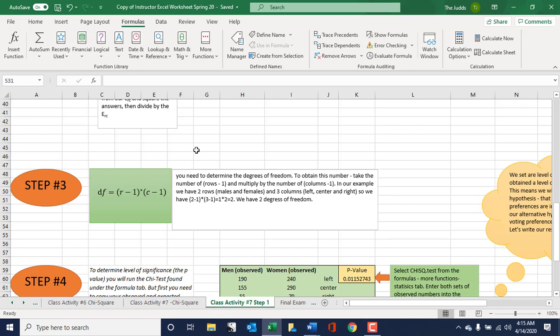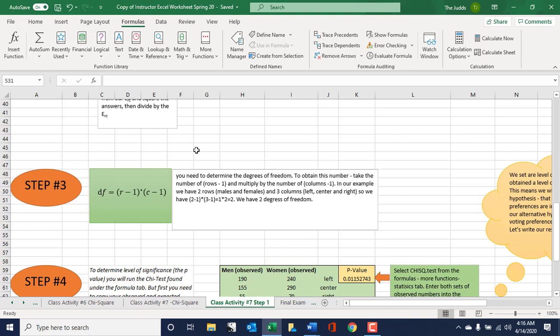So to obtain this number, we take the number of rows, rows minus 1, and multiply it by the number of columns minus 1. So in our example, we have 2 rows, males and females, and we have 3 columns, left, center, and right. So that gives us the formula of 2 minus 1 times 3 minus 1 equals 1 times 2 equals 2. So we have 2 degrees of freedom.